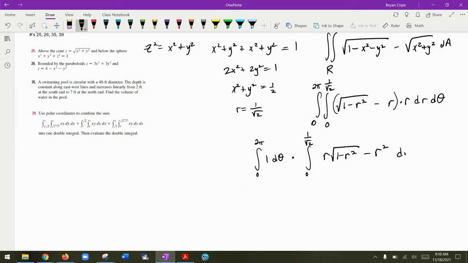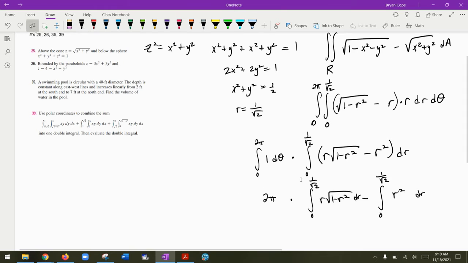And that's, of course, dr. All right, so this one is just 2 pi, and this one's going to take a little bit of work. So I'm going to treat that as the integral from 0 to 1 over root 2 of r root 1 minus r squared minus the integral from 0 to 1 over root 2 of r squared. Each of those are dr.